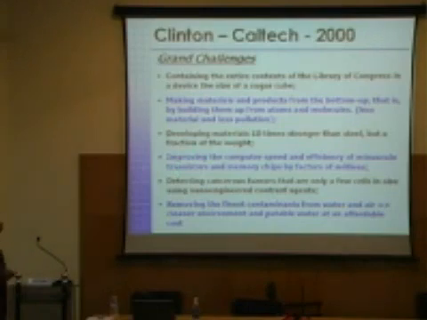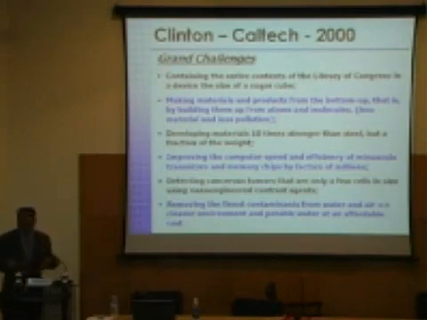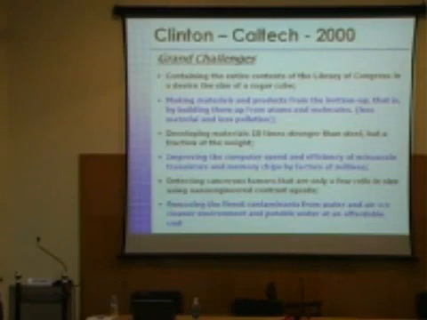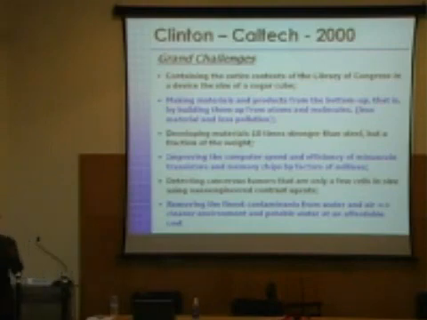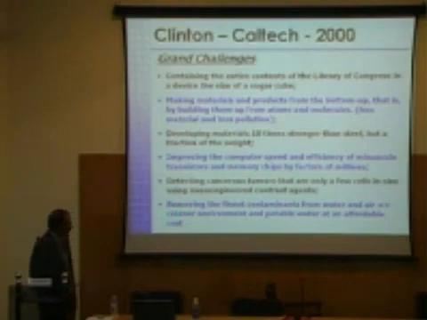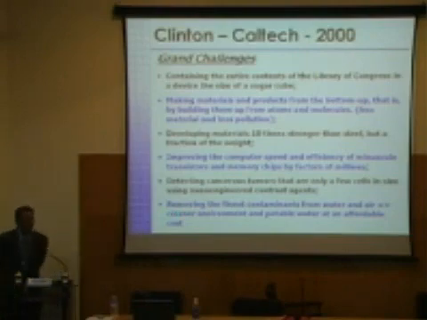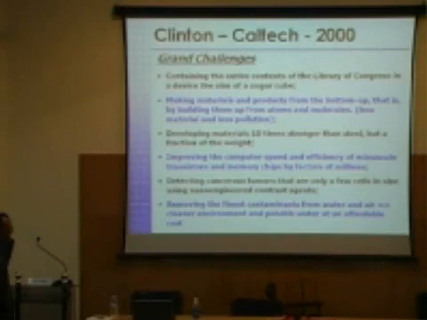Improving the computer speed and efficiency, memory chips by factors of millions, detecting cancerous tumors that are only a few cells in size using nano-engineered contrast agents. I'll talk a little bit about this because some of my work going on in my group is in that direction of detecting cancer cells early on, and removing the finest contaminants in water, purification of the water using nanoparticles. These were some of the goals.